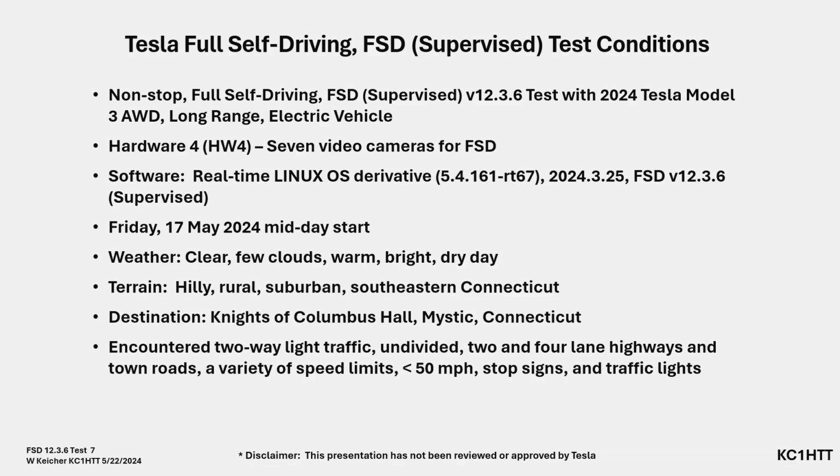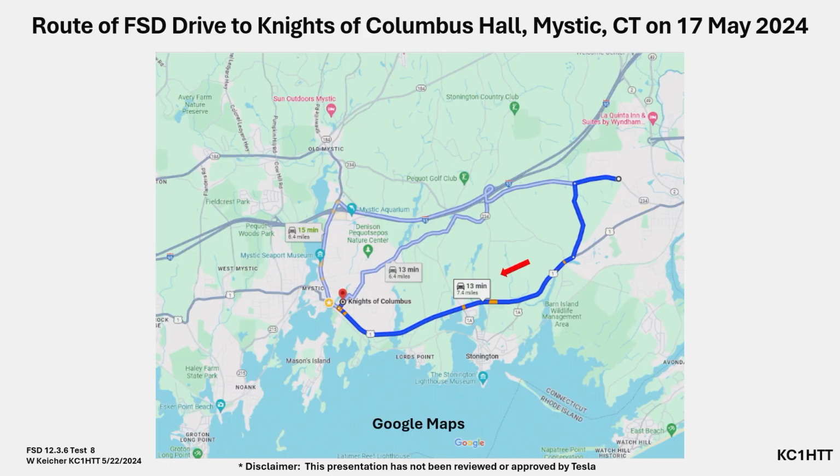The terrain was hilly, rural, suburban, in southeastern Connecticut, and the destination that I input to the GPS was the Knights of Columbus Hall in Mystic, Connecticut. During the trip, it encountered two-way traffic on undivided 2- and 4-lane highways and town roads at a variety of speed limits, all less than 50 miles per hour, stop signs, and traffic lights. The route that was taken is shown in the next slide.